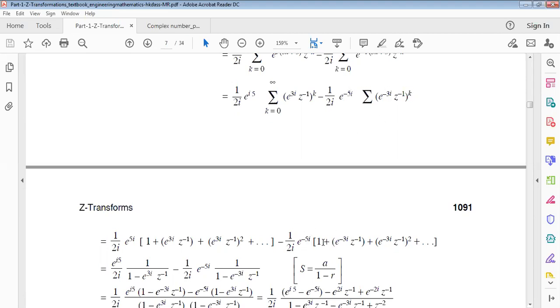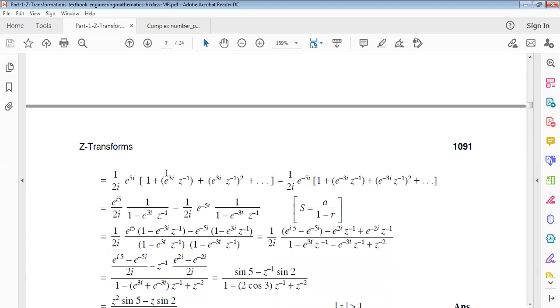Now this series can be written like this: after putting k equals 0, the first term will be 1, the second term will be for k equals 1, the third term will be for k equals 2, plus up to infinity. This is also a geometric progression infinite series and the sum can be written as S equals a divided by 1 minus r, where a is the first term and r is the common ratio.